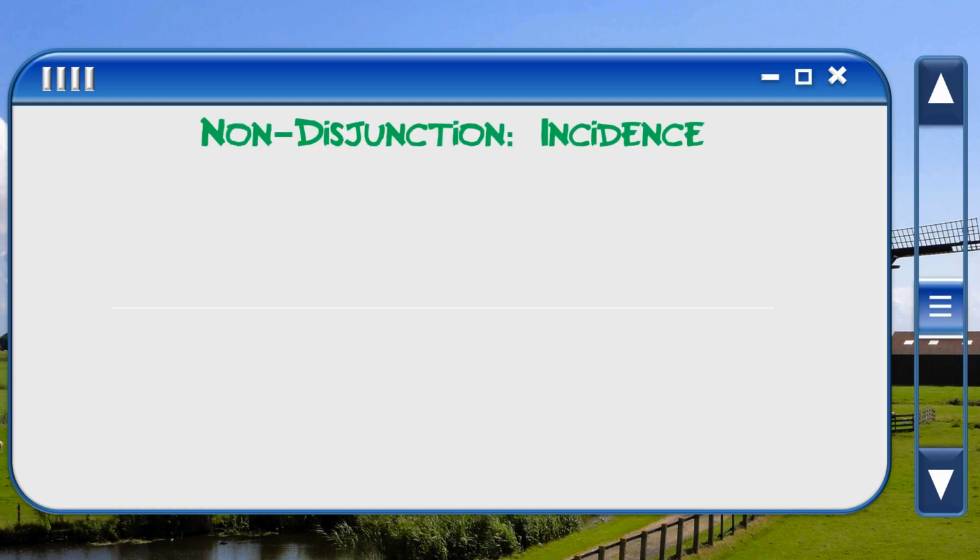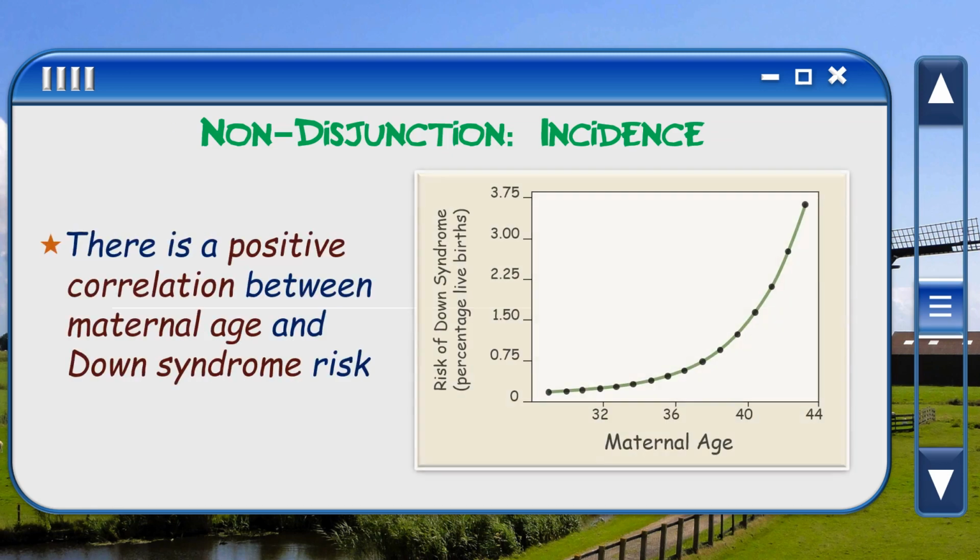Non-disjunction incidences. There is a positive correlation between maternal age and Down syndrome. So here we are saying that non-disjunction is likely to occur when the maternal age continues going high, we are likely to have Down syndrome risks.